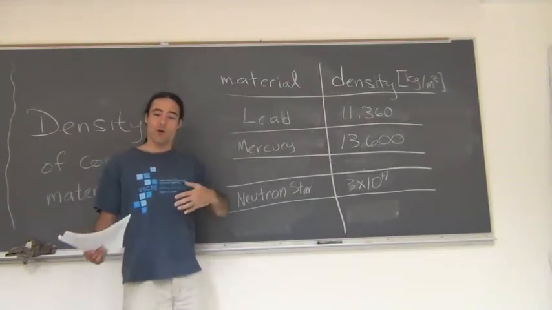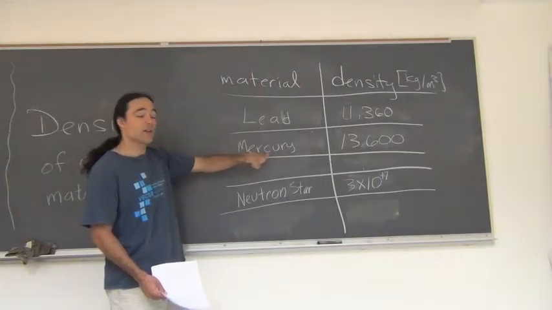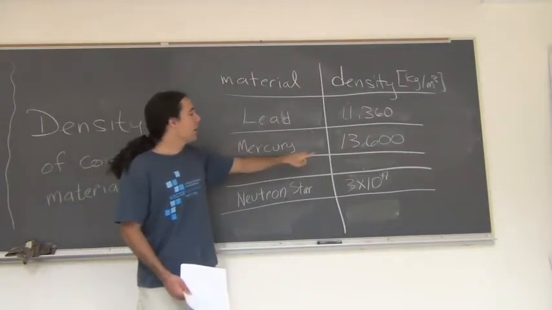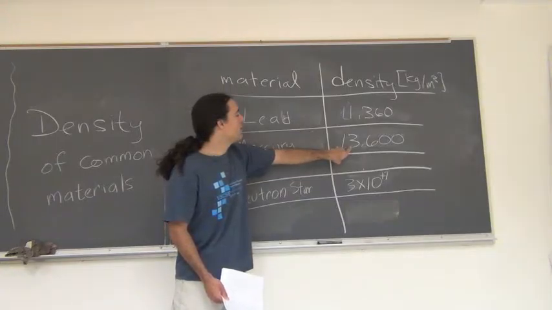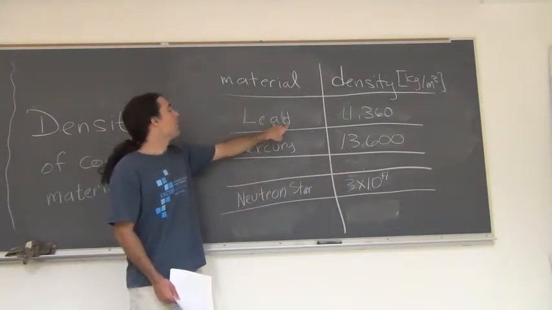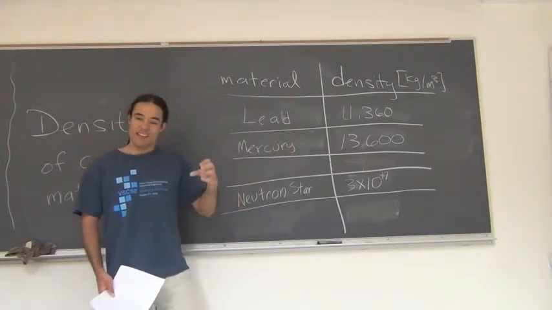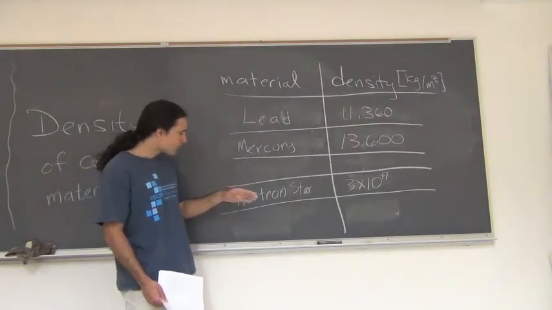However, you might think that all solids are denser than all liquids. That's not necessarily the case, because if I look at mercury, which is a liquid at room temperature and pressure, it's about 13,000 kilograms per meter cubed. So it's a little more dense than lead. So if I take some lead and I put it in mercury, the lead would actually float.